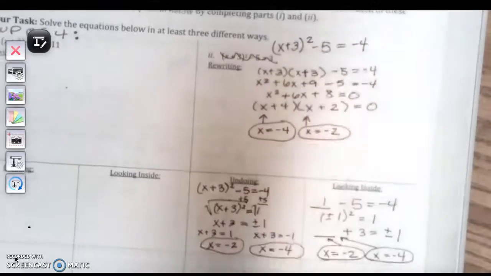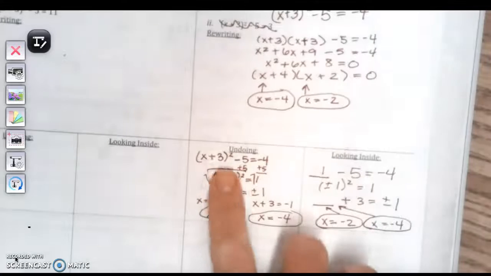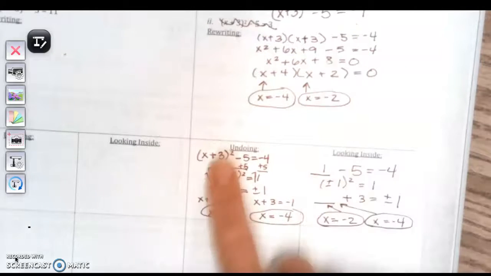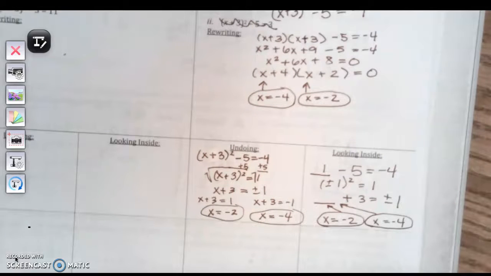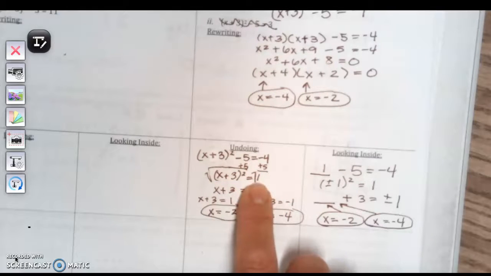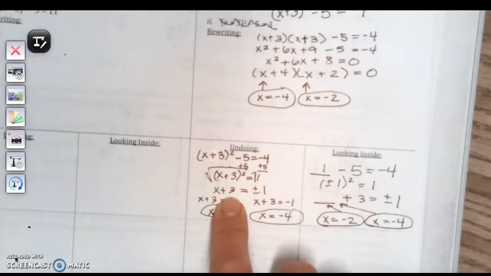The other 2 ways are called undoing and looking inside, okay? So for undoing, we have our equation that we started with back up here. X plus 3 squared minus 5 equals -4. So we're going to work backwards or do inverse operations until we get the x by itself. So we're going to add 5 to both sides, which gives us x plus 3 squared equals 1. And then we're going to undo the squaring, which is square rooting. So we square root this side to get our x plus 3.